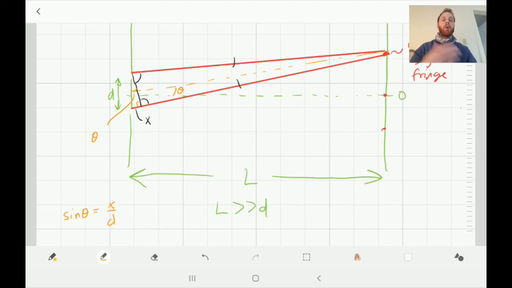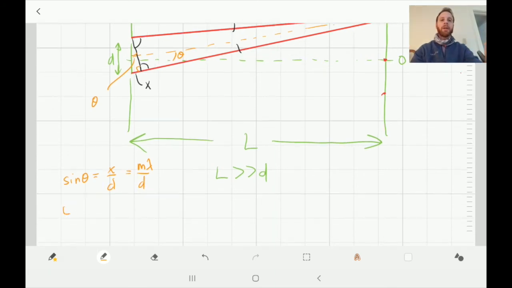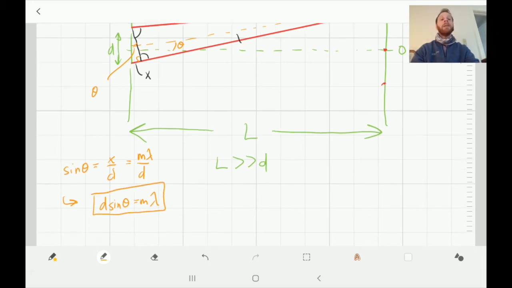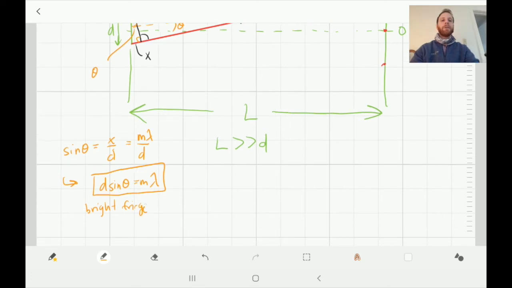Okay, so remember what we had said, if you're interested in a bright fringe, that occurs when x is equal to m times lambda, where m is an integer. In other words, this is m lambda over d. And therefore, you get the equation that you will certainly find in your book, that is d times sine theta is equal to m lambda. That is the condition for a bright spot in Young's double slit experiment. Again, I'll call this a bright spot or constructive interference. Maybe I'll just call it bright fringe for double slit.